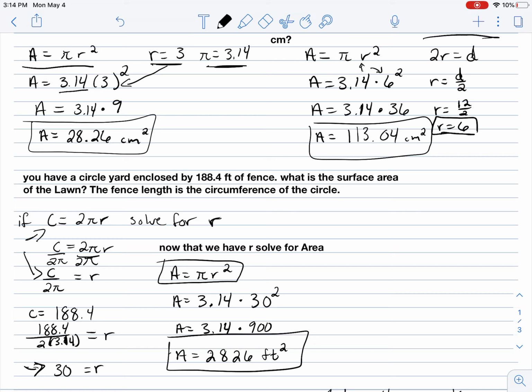So this is how you're going to use the formula for area of a circle. You're just going to be plugging in the values that you are given. So your radius, you might have to find your radius by dividing the diameter by 2, or you might have to solve for r, given a circumference. But once you have that value, you just plug it into the equation here and solve for your surface area.